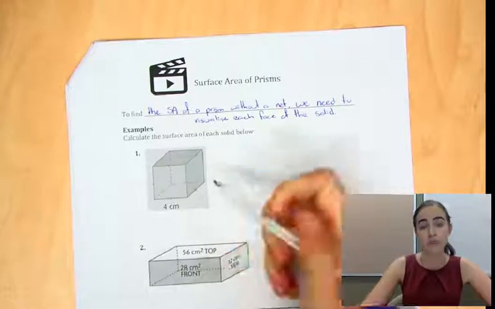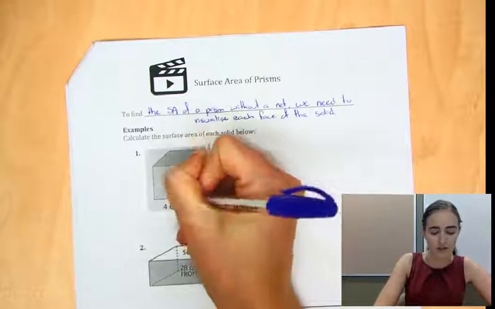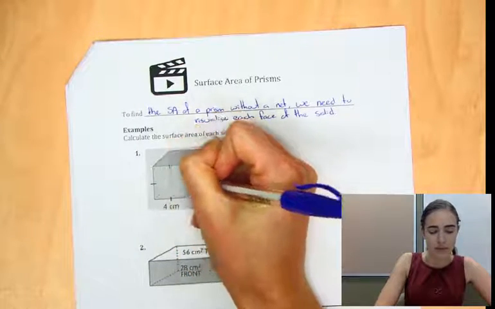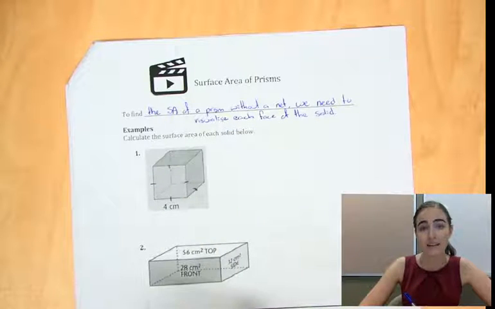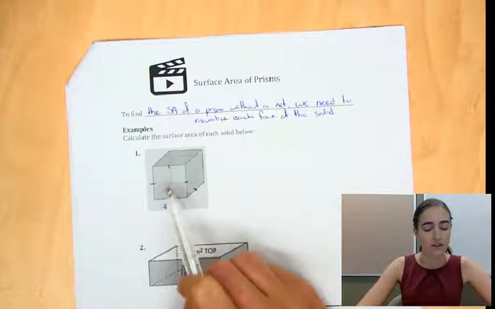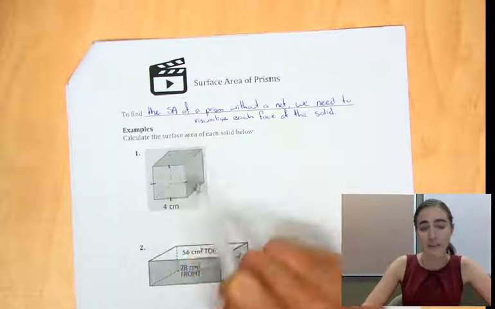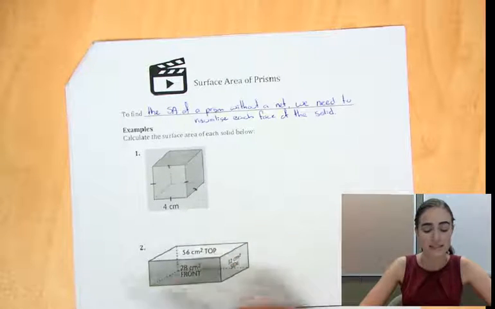So for example, if we look at this first one, we've got a cube here, and we know it's a cube because it's got these little lines on it here, which mean that every side is the same length. Because it's a cube, every face is going to have the same area. So we can find the area of this front face and then times that by how many faces there are in that solid, which is going to be 6.